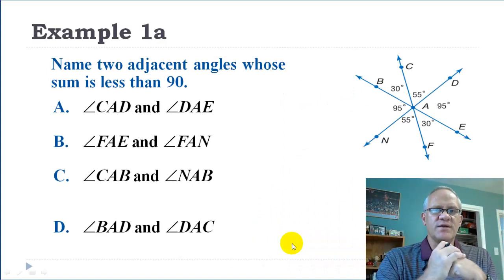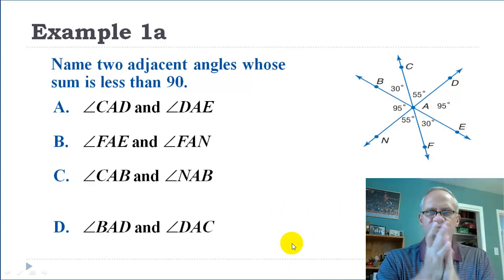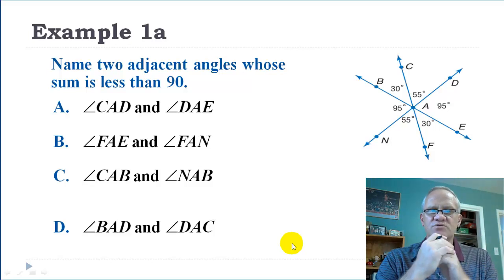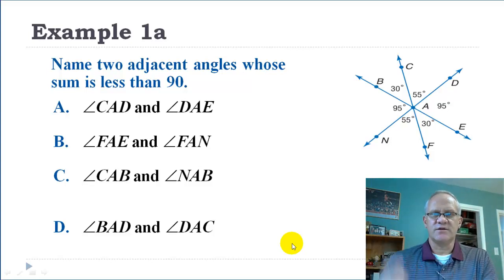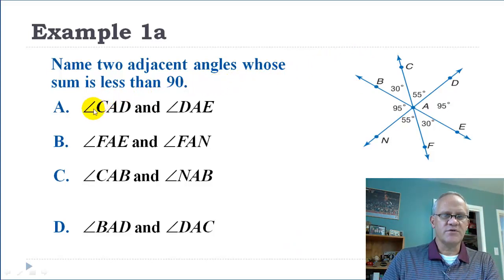We want to name two adjacent angles, so angles that are right up against each other, whose sum, meaning we're going to add them, is less than 90. All right, let's look at our options here. First of all, CAD. So here's CAD, it's 55.